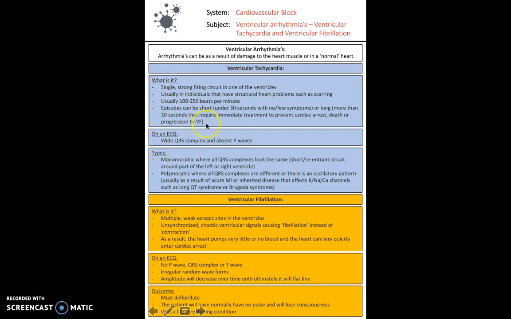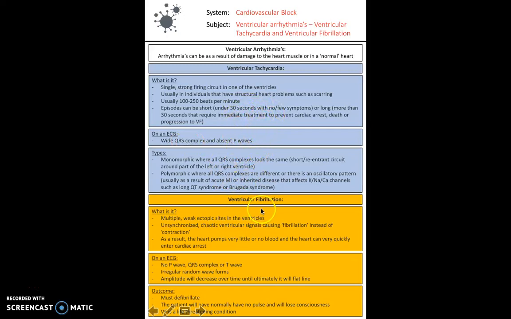The episodes of ventricular tachycardia can be short and under 30 seconds with no or few symptoms. Conversely, they can be long, more than 30 seconds, and therefore require immediate treatment to prevent cardiac arrest and death. On an ECG, you'll see these as wide QRS complexes that can be polymorphic or monomorphic. In other words, are they all looking the same or all looking different? And P waves will usually be absent as well.